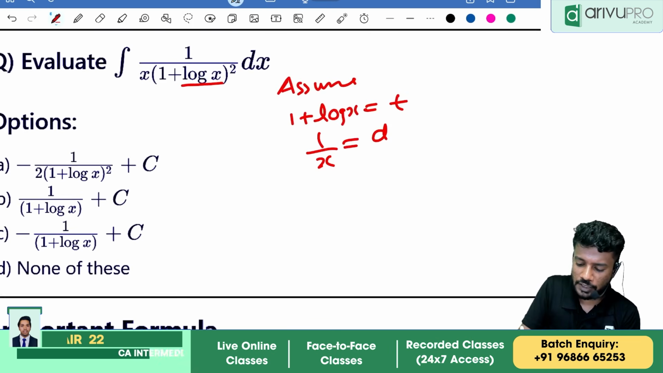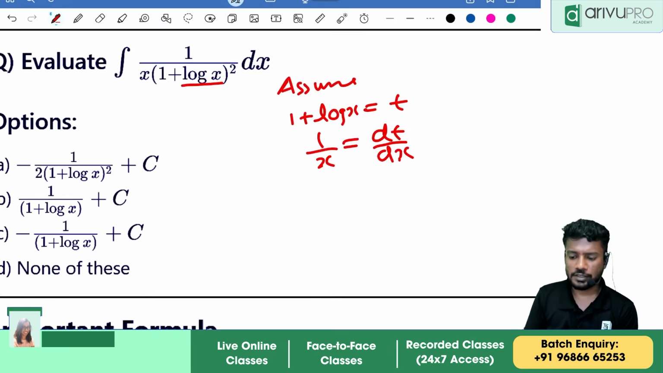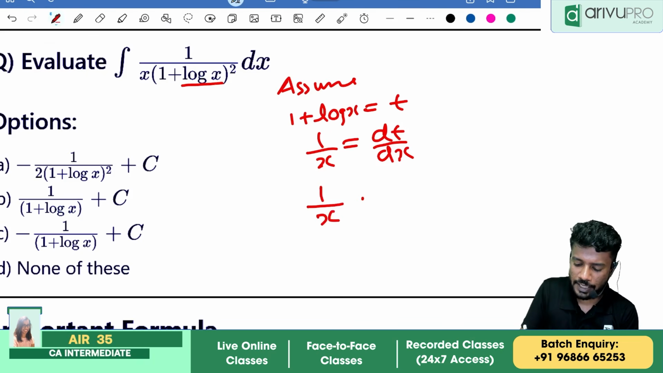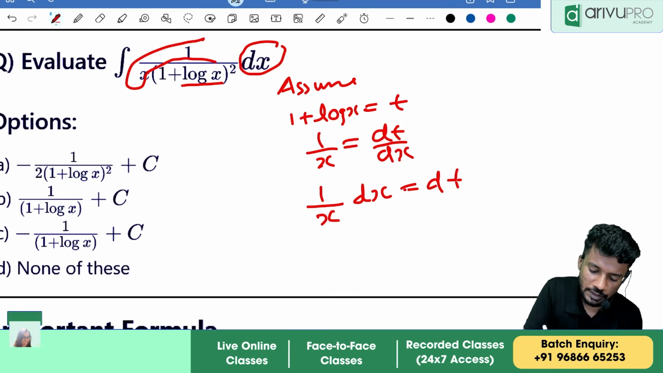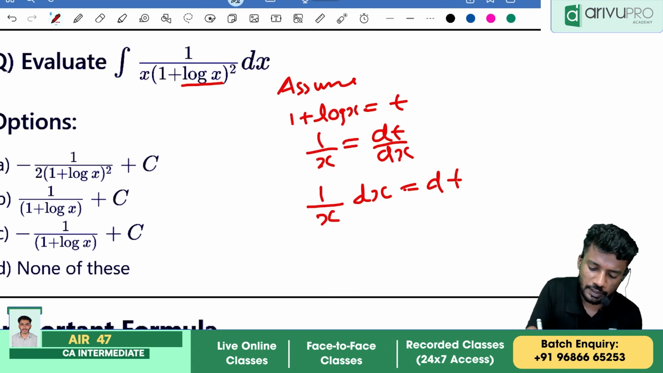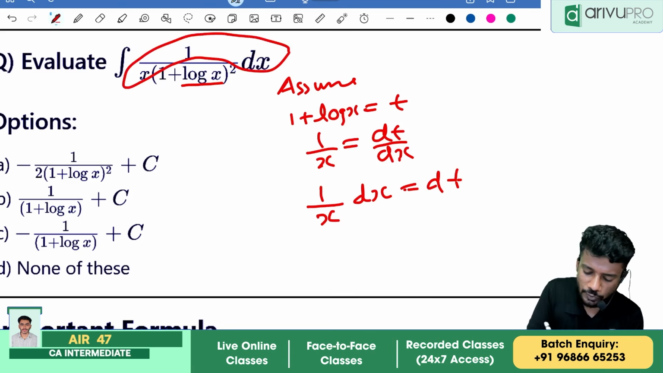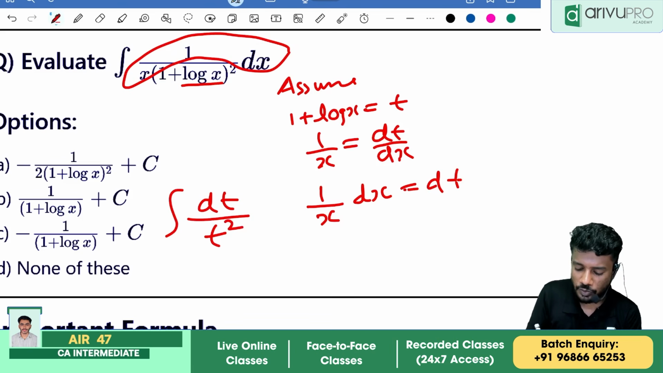What is the derivative of t? That is dt by dx. Now cross multiply: (1 by x) dx is equal to dt. Can you tell me this entire thing, 1 by x into dx? That is nothing but our dt. So can I write integral dt divided by t square?